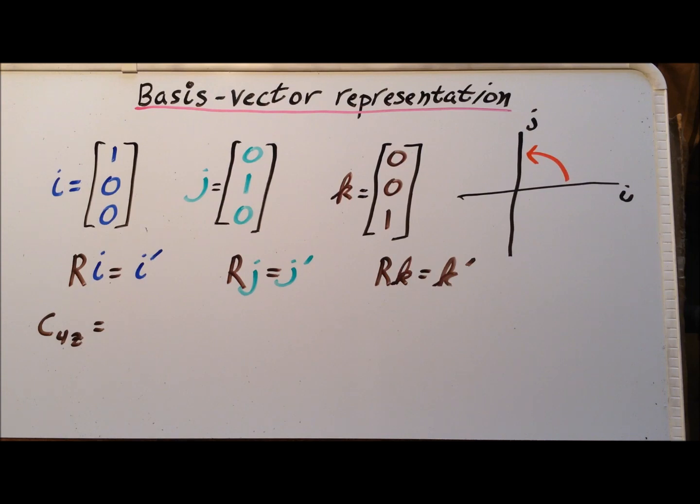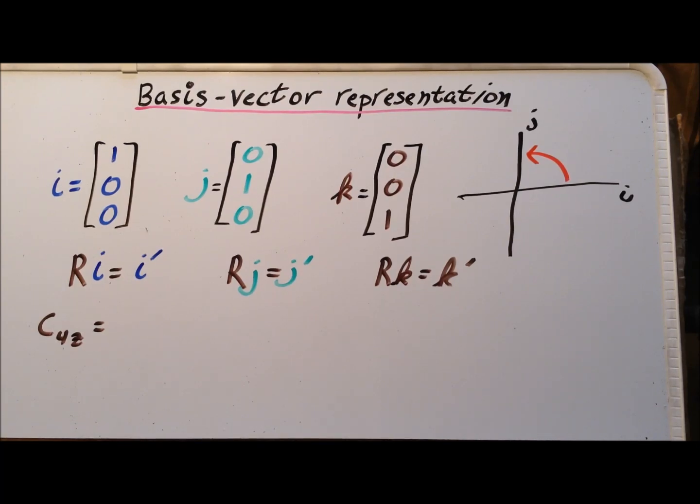So now let's try a more complicated symmetry operation: a C4 about the z-axis. So this is a 90-degree counterclockwise rotation. Let's look at the effect upon the basis vectors i, j, and then k would be perpendicular to the whiteboard. Well, a 90-degree rotation takes the i vector into the j vector. It takes the j vector into the negative i vector, and the k vector is unaffected.